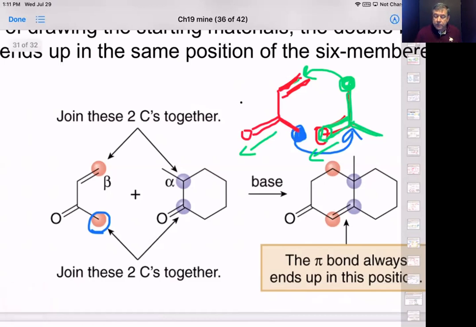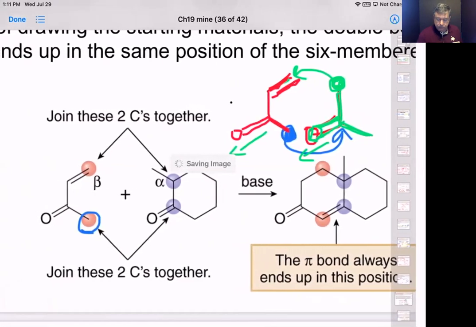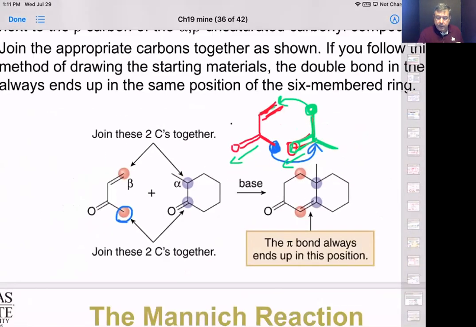Okay. So just like in the case of our Diels-Alder reaction, come on, shrink, there we go, right here.